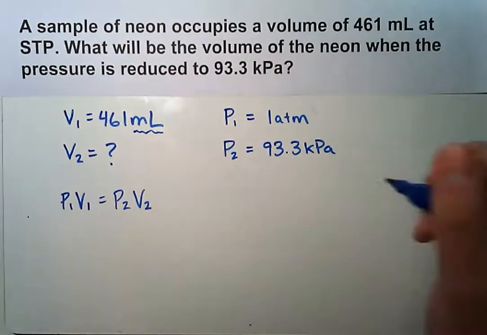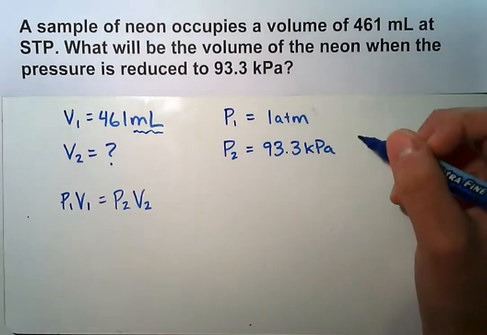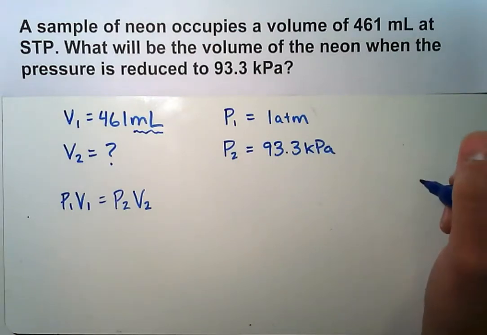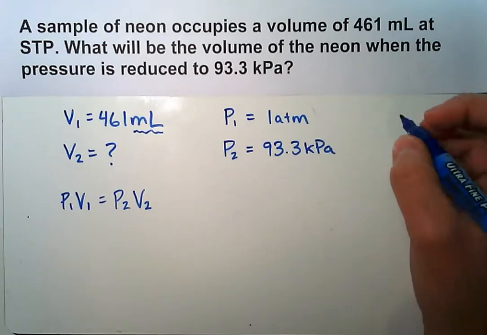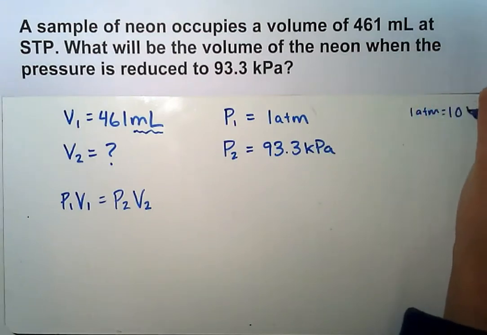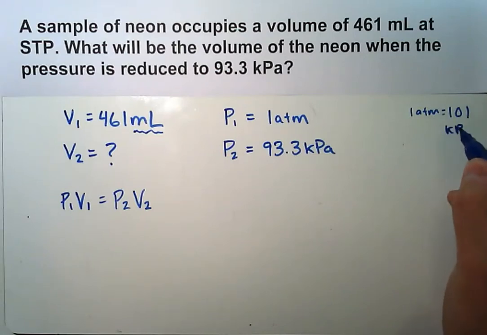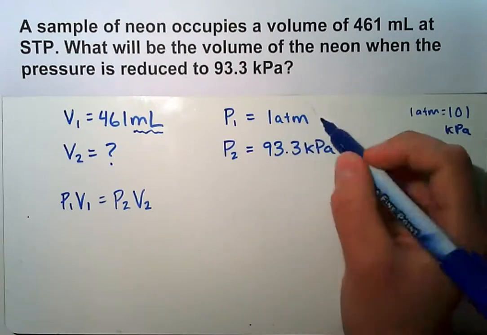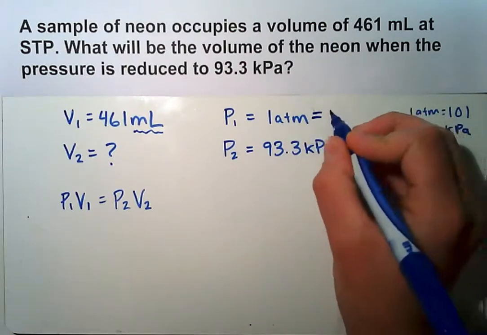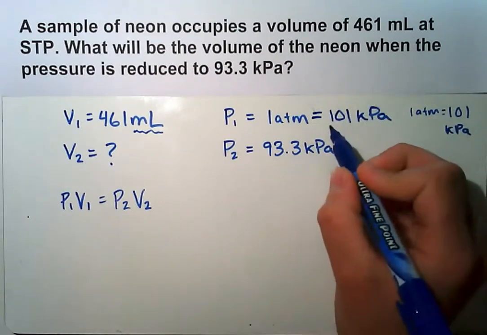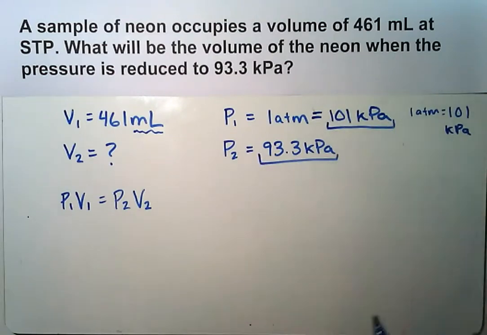So that's milliliters. So I know that 1 atm is equal to 101 kilopascals of pressure. And those are conversions that will be provided to you on a quiz. But 1 atm equals 101 kPa. So instead of converting my kilopascals to atm, I'm just going to go ahead and convert my atms to kilopascals. So 1 atm equals 101 kPa. So when I substitute in, I'm going to have both my pressures in kilopascals.